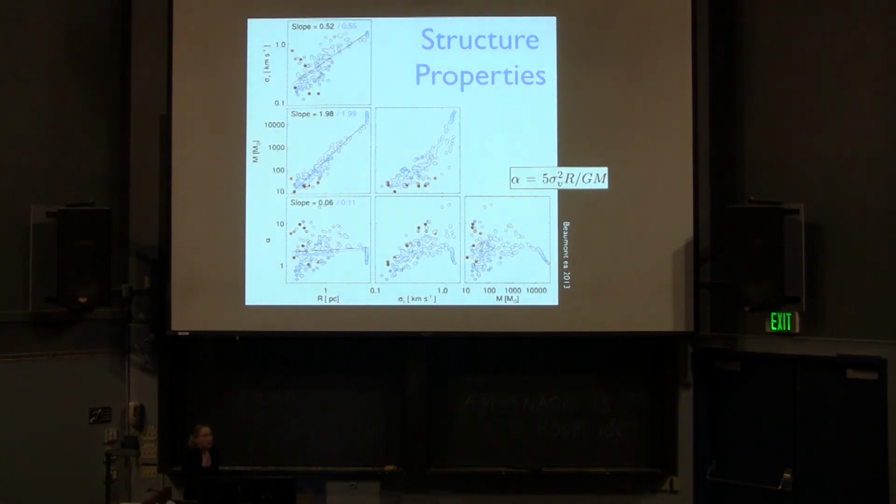All right, so now if we go back to the 13CO, we can then ask, what are the properties of these objects, and how well do these match to real objects?